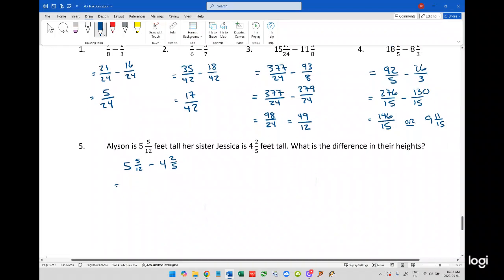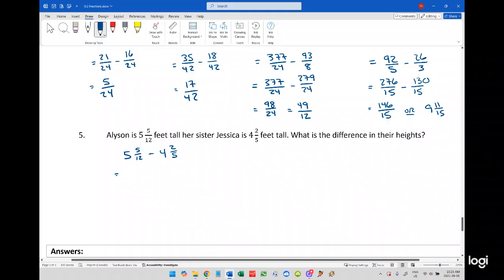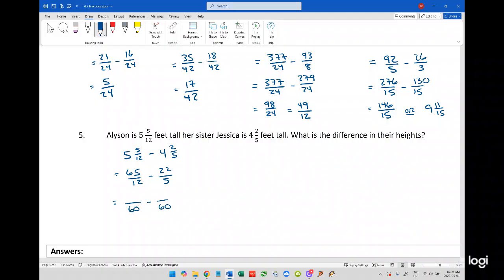Step 1, we're going to convert both of those to improper fractions. So that's going to give us 65/12 and 22/5. Then we'll convert that to common denominator. Unfortunately, I think the lowest common denominator of these is 60, which means I took the first one, 65, multiplied it by 5 to get 325. Second one, I have to multiply by 12 to get 264.